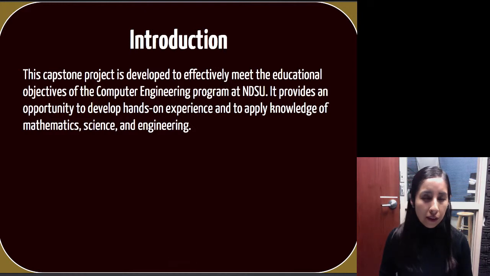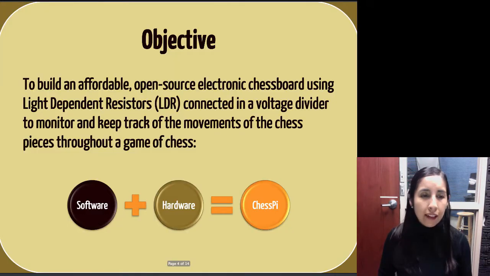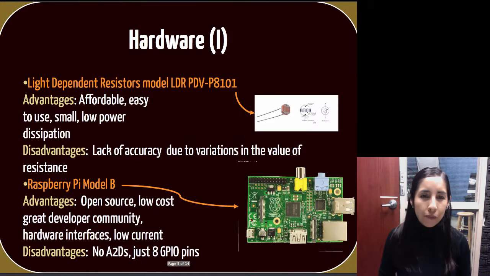This project was developed to meet some educational requirements of the computer engineering program, but it provides a wonderful hands-on experience. There are not many good options for an electronic chessboard, and it is precisely for this reason that the objective of this project is to build an affordable, open-source electronic chessboard that uses light-dependent resistors to detect what's going on throughout a game of chess. The project is basically composed of software and hardware, and it is known as ChessPi.